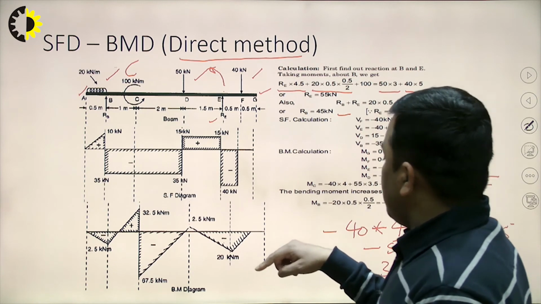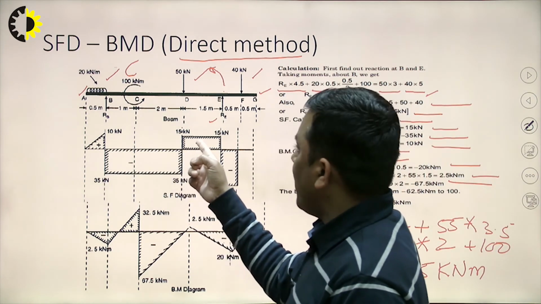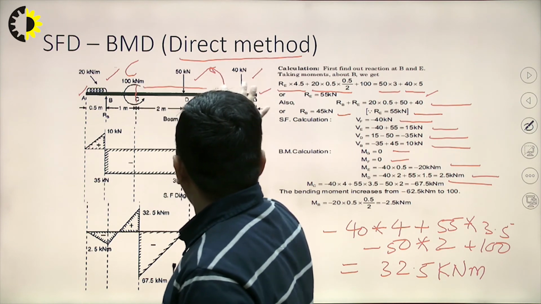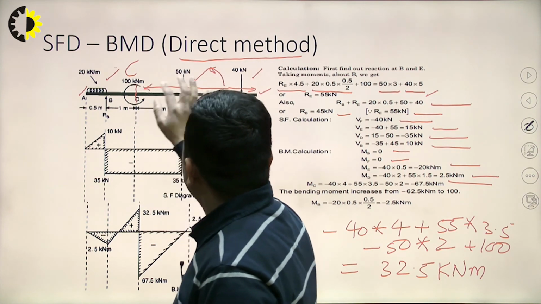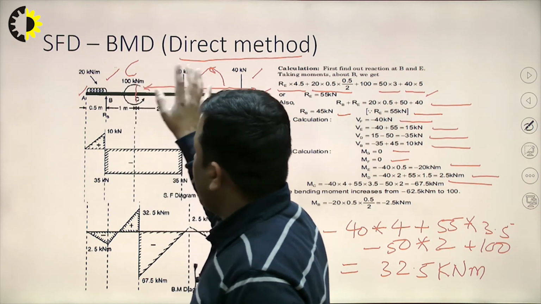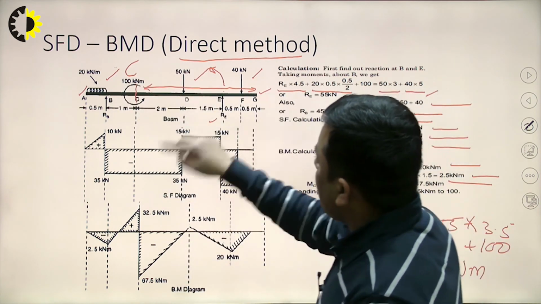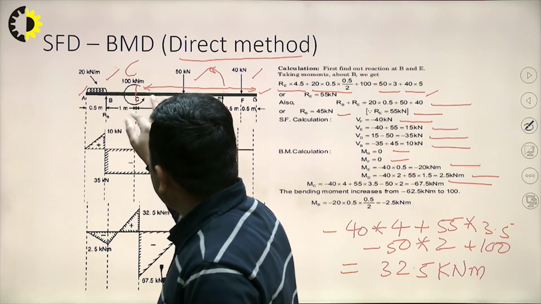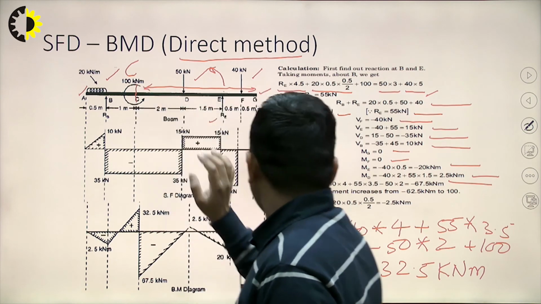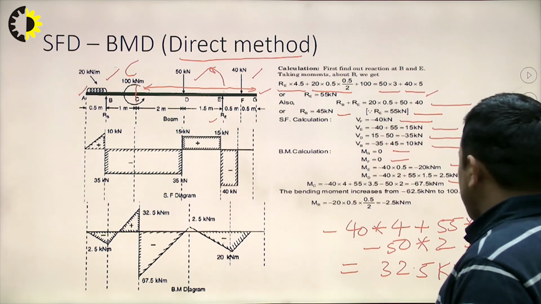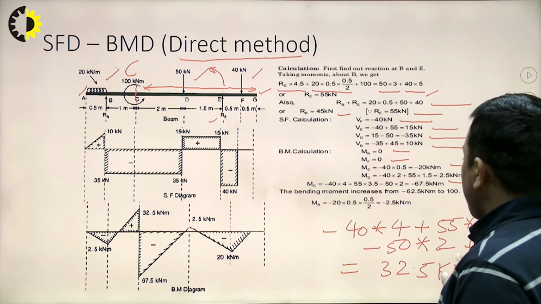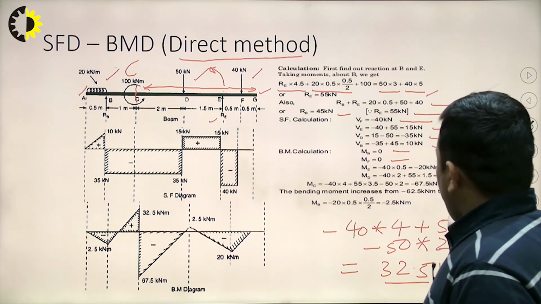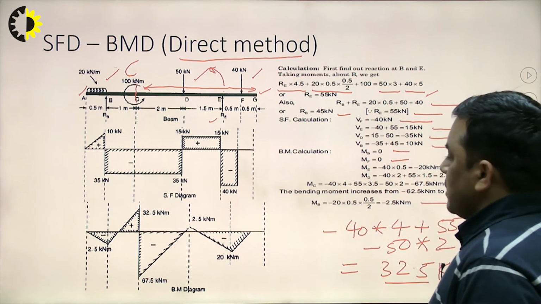Why is there a difference? Why are we getting two values at point C? Because when I am considering only the right side of point C, this 100 kilonewton meter pure moment will not be in account. But as I move just left of C, this 100 kilonewton meter will also be part of the calculation. According to the sign conventions, I have taken the sign, and this is coming out 32.5. At point B, we can write the equation in a similar manner.